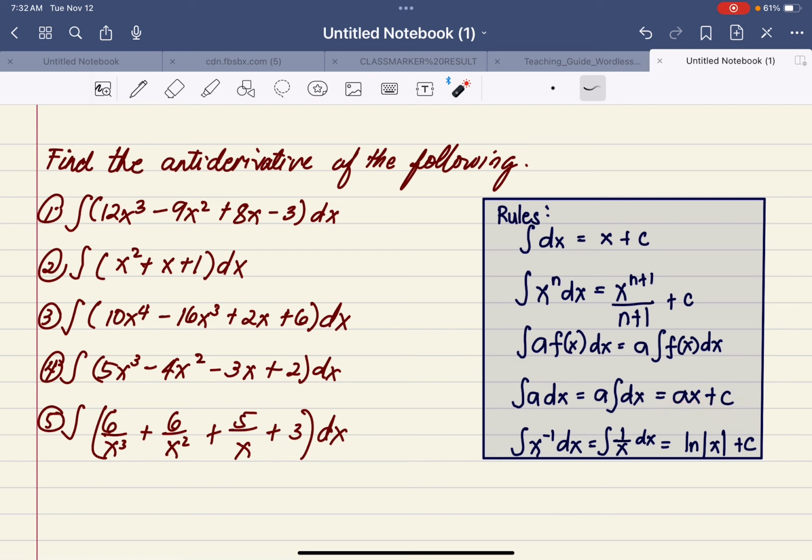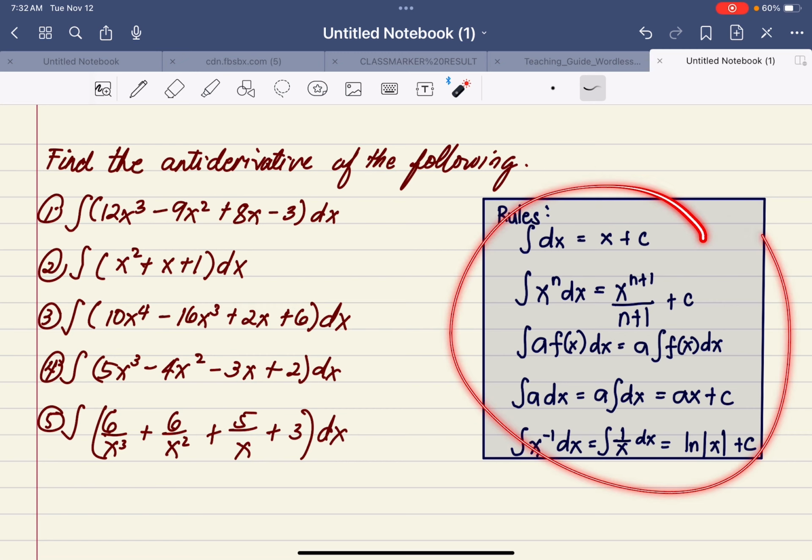Next, the antiderivative of x raised to negative 1 with respect to x is the same as the antiderivative of 1 over x. So, 1 over x is the derivative of ln. Therefore, the antiderivative of 1 over x is ln of x plus c. Okay, so let's now solve the following so that you can understand how to apply these rules.